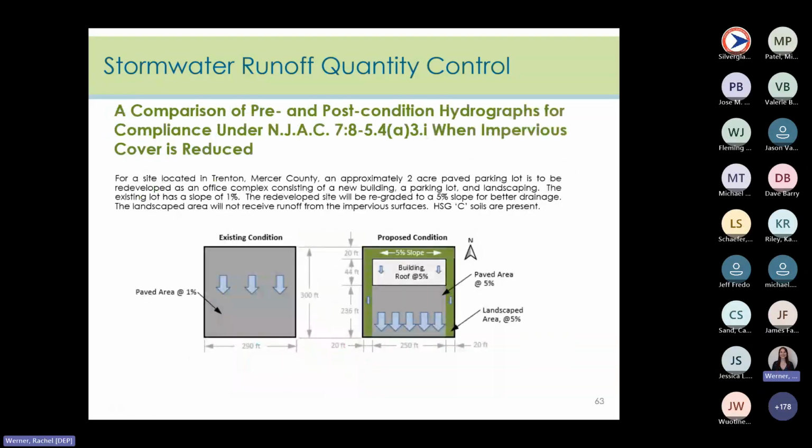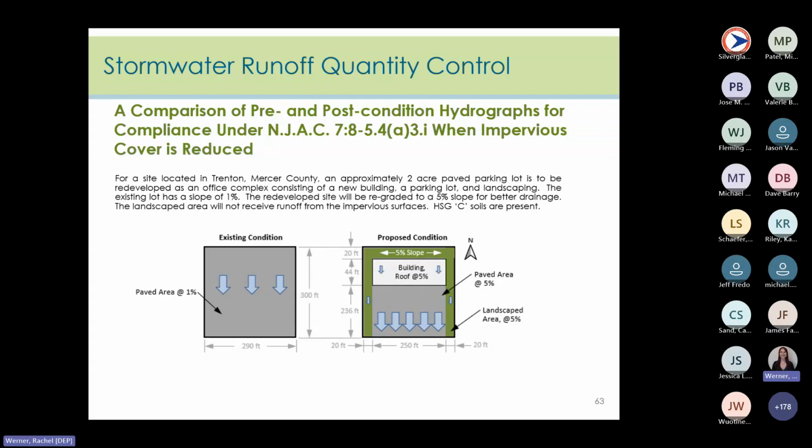Now, here's an example directly from Chapter 5 of the B&P manual to demonstrate this option. For a site located in Trenton, Mercer County, an approximately 2-acre paved parking lot is to be redeveloped as an office complex consisting of a new building, a parking lot, and landscaping. The existing lot has a slope of 1%. The redeveloped site will be regraded to a 5% slope for better drainage. The landscaped area will not receive runoff from the impervious surfaces.